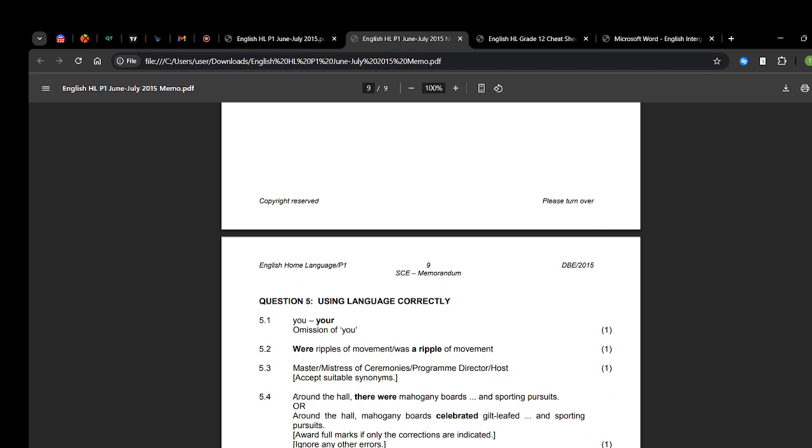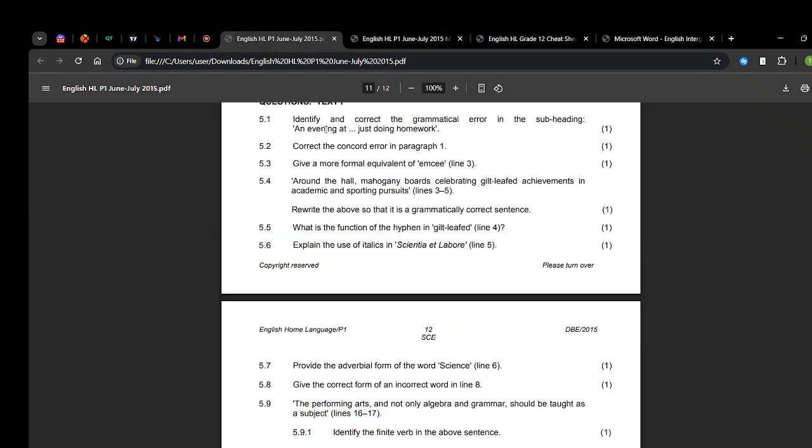Okay, 5.4 it says around the hole there were. So that's me adding there were mahogany boards and finishing the sentence. Or, like I said, there's more than one answer. The other lady found for us around the hole mahogany boards were celebrated guilt lift. So celebrating didn't sound correct. And obviously the full stop, even though you saw it, but I'm glad you guys were aware to see that perhaps this should have ended in a full stop. So this just means that there are more answers than one when you have to fix a sentence that is grammatically incorrect. Okay, cool. I hope everyone is fine.